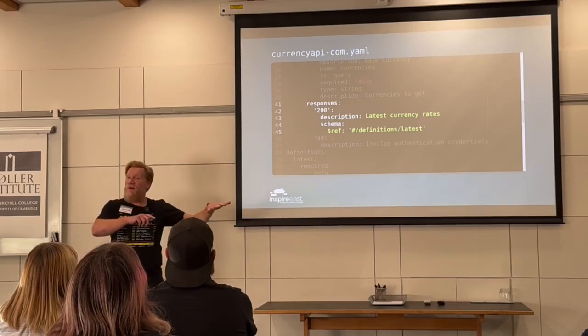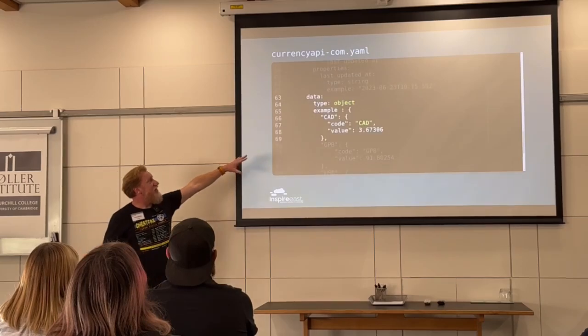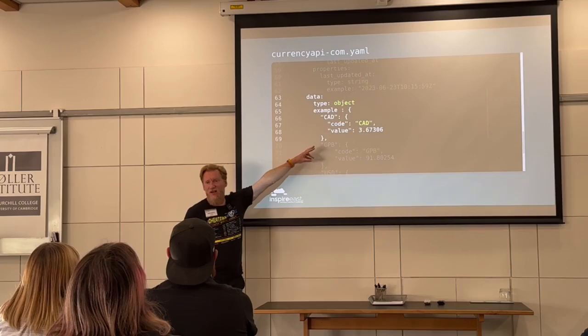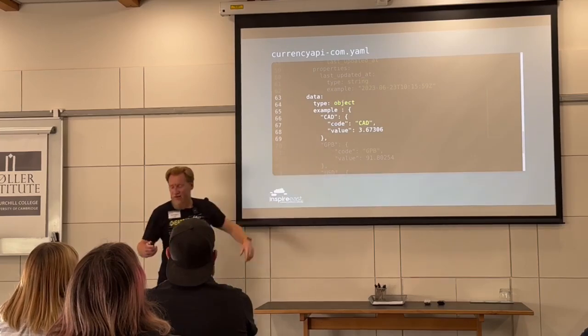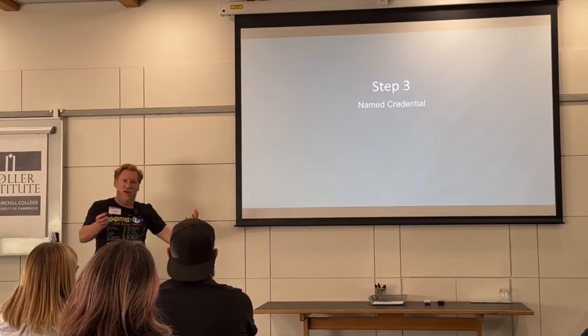You don't have to know any of this, by the way. This is just what's under the hood. But it does give us an example. This is what the output's going to look like. So this is Canadian dollars, and it's going to have some kind of value in like a floating point. So we've got our endpoint, and we've got our specification from that endpoint.